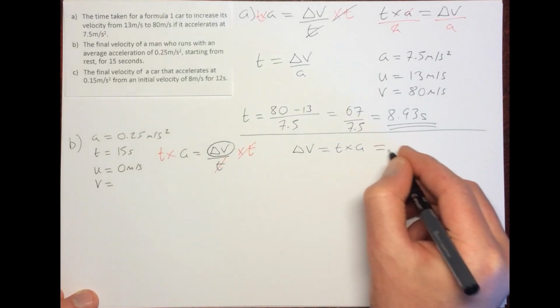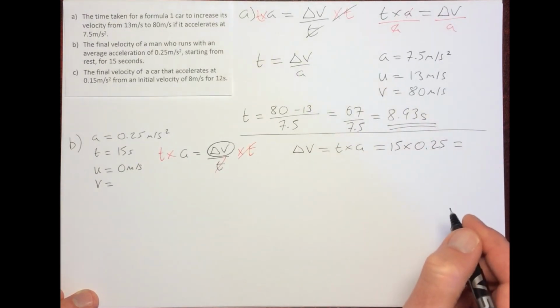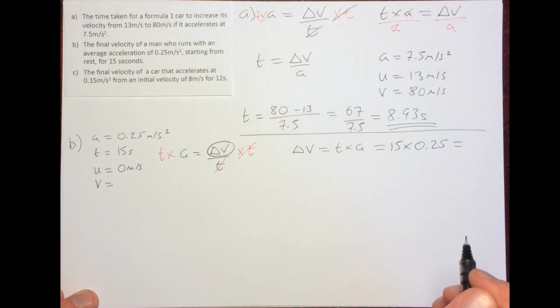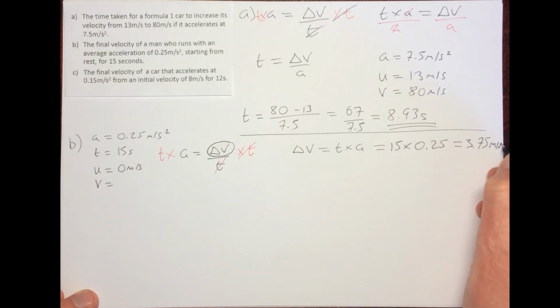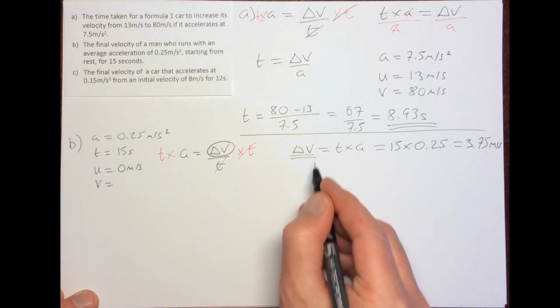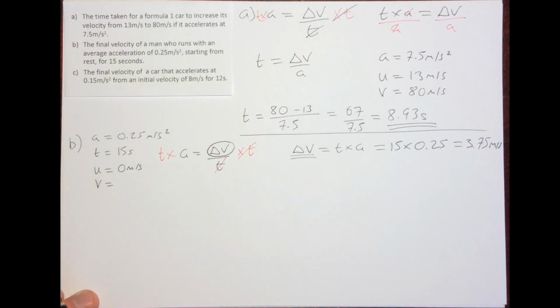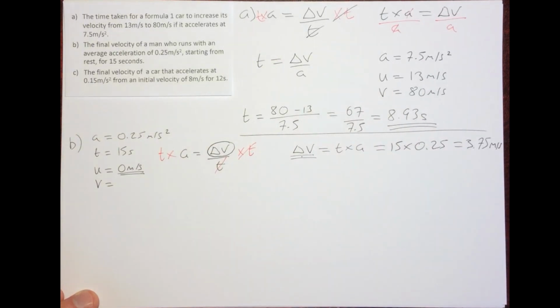So now we can work out delta v. 15 multiplied by 0.25. Half of 15 is 7.5. So half of that again, because we're looking for a quarter here, is 3.75, isn't it? So that's 3.75 meters per second. So we've now got the change in velocity, but we don't have the final velocity as such. However, we know that this man started off at 0 meters per second. His velocity has changed by 3.75 meters per second, so that means his final velocity must be this.